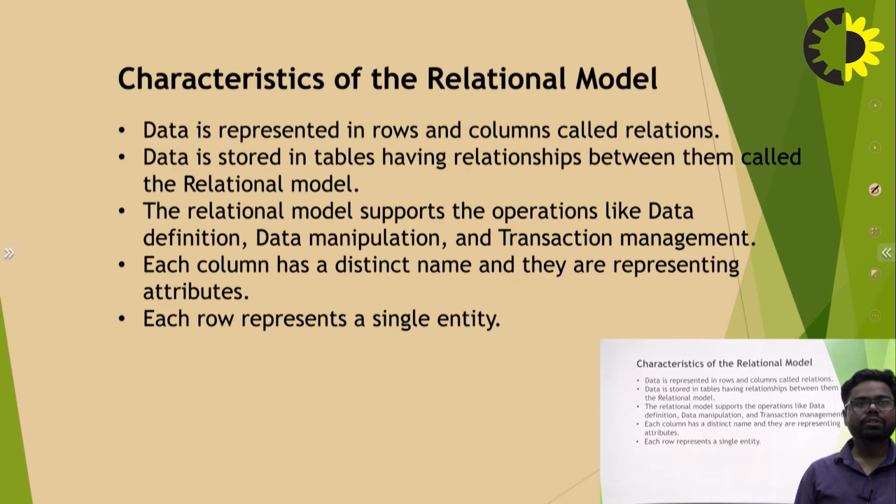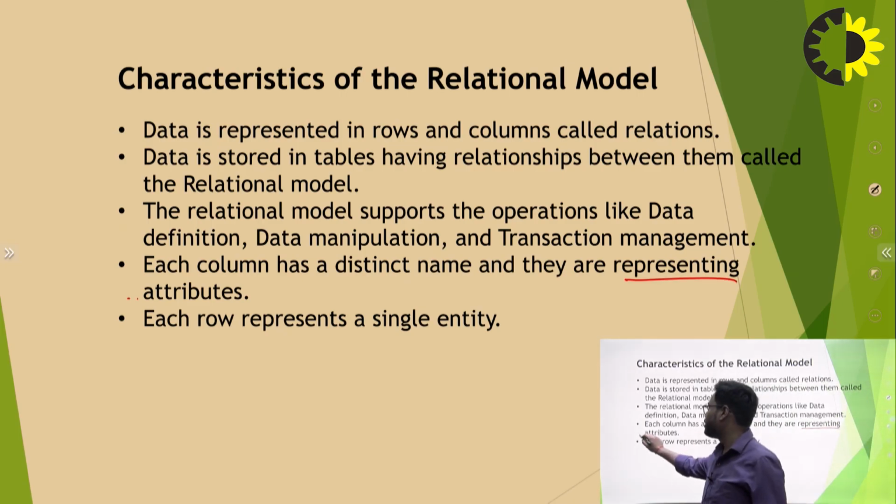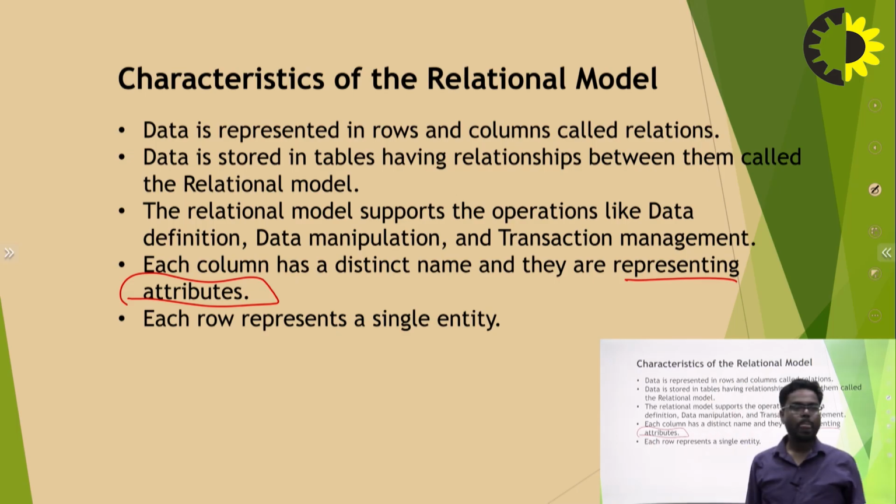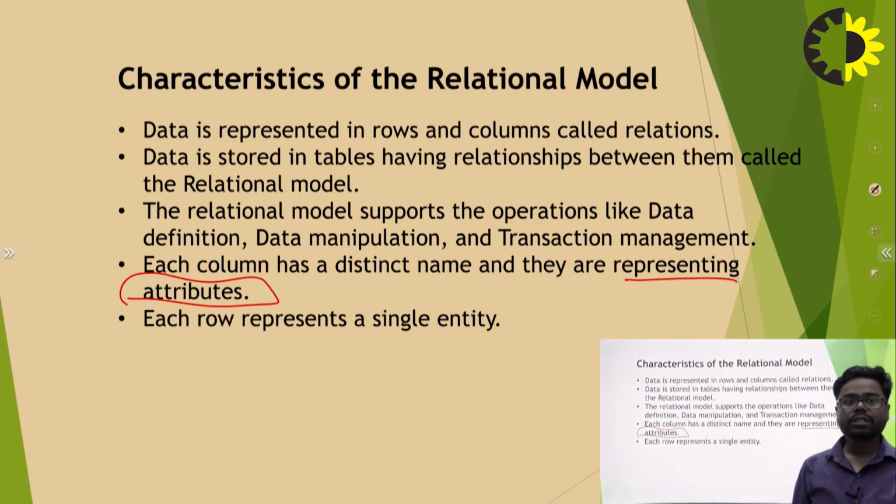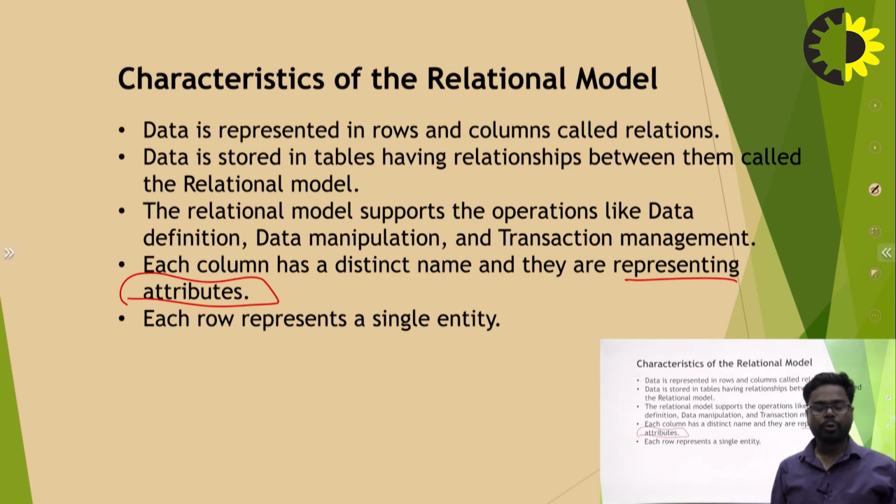The characteristics of a relational model: data is represented in rows and columns, called a relation. You can say tuples and attributes, rows and columns. Data is stored in rows having relationships in the relational model. The relational model supports operations like data definition, data manipulation, transaction management and many more operations. Each column has a distinct name and they are represented as attributes, and they are unique attributes for each column. Each row represents a single entity, means you can say each row can provide a single tuple also.